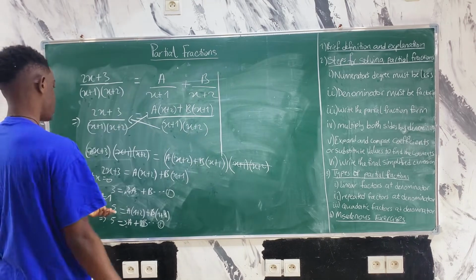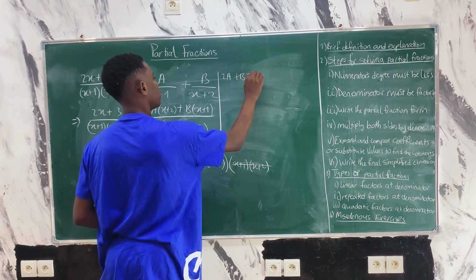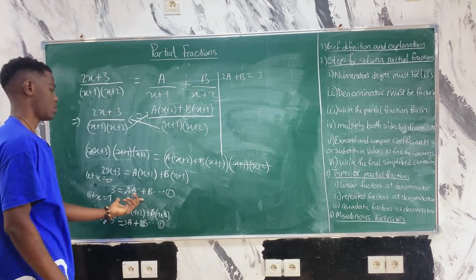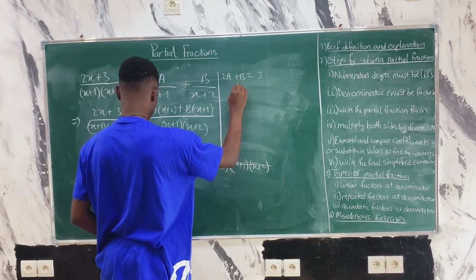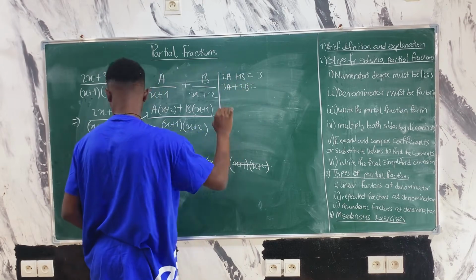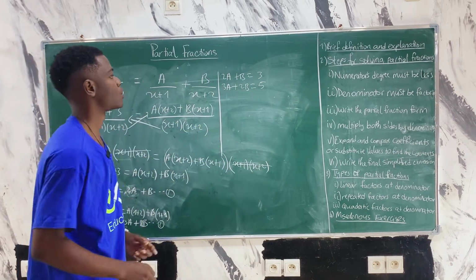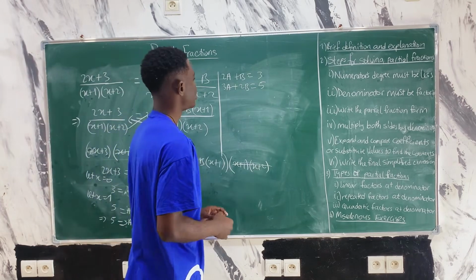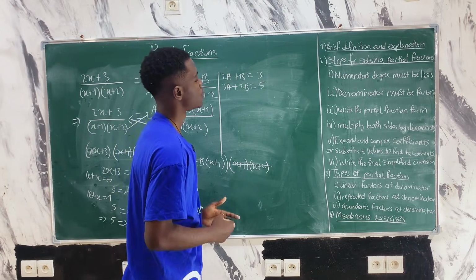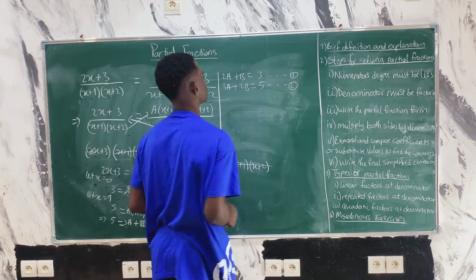So as we did before, we have two equations with two unknowns: 2a plus b equals 3 is the first equation, and 3a plus 2b equals 5 is the second equation. There are many ways to solve it. What I want to do is, this is equation 1, this is equation 2.